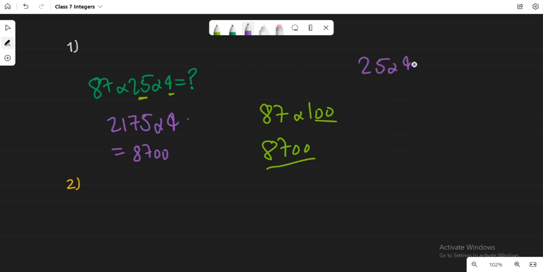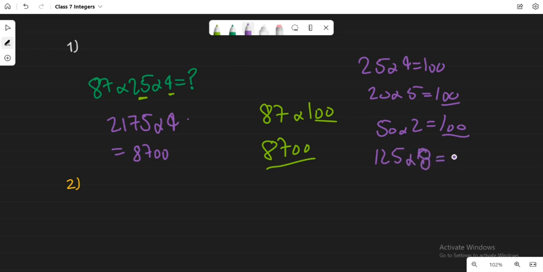25 into 4 is equal to 100, a multiple of 10. 20 into 5 results in 100, which is also a multiple of 10. 50 into 2 is also equal to 100. 125 into 8 is equal to 1000, which is a multiple of 10. 250 into 4 is equal to 1000. 500 into 2 is also equal to 1000.